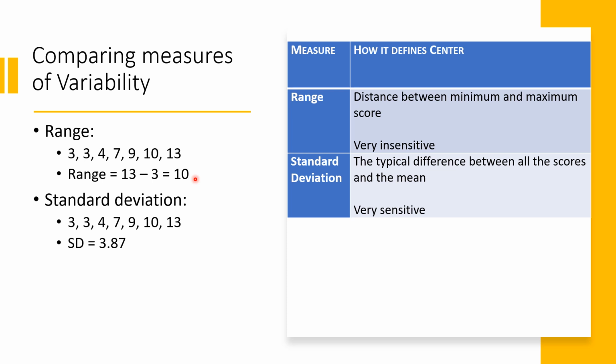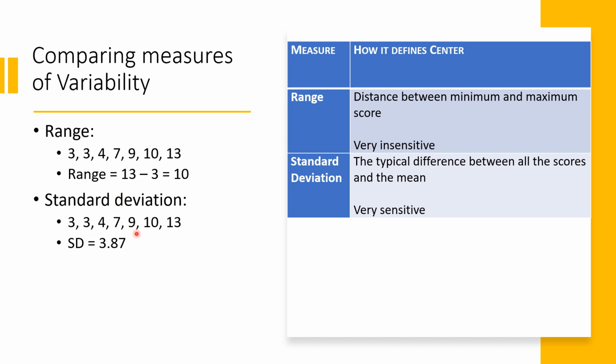The problem with the range is it's very insensitive. What I mean by that is it's only using 2 data points. Out of all of these data points, it's only using 2 of them. All of these numbers in the middle could change, and as long as they weren't changed to be more extreme than the minimum or the maximum, the range wouldn't change. So if you can change a bunch of numbers and the measure of variability doesn't change, that's a pretty poor measure, because it's not sensitive. It's not changing when the data changes.